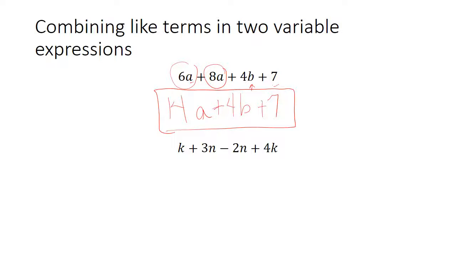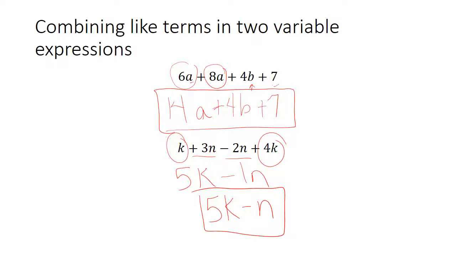I want you to try this one. We're going to take our k's, put them together. That would be 5k. Our 3n minus our 2n is 1n. Now, anytime you have a coefficient of 1, you don't need to write it. If you just have a letter, that means a 1. So the best way to write this would be 5k minus n. So no coefficient means a coefficient of 1.